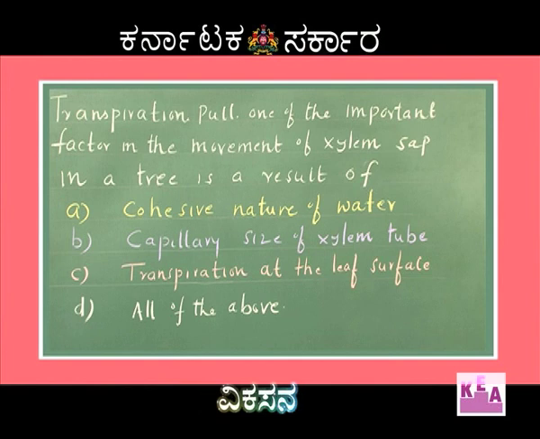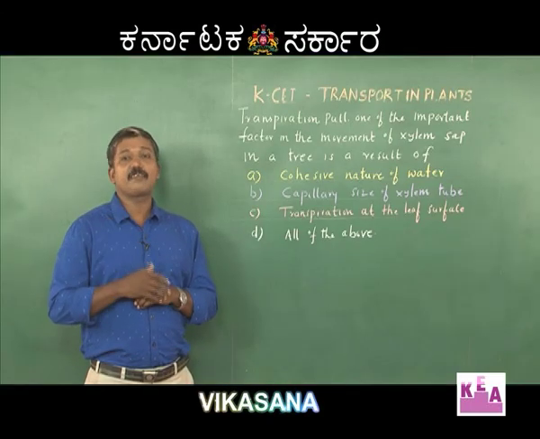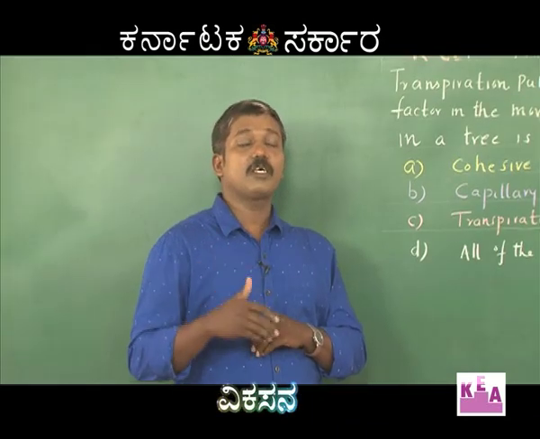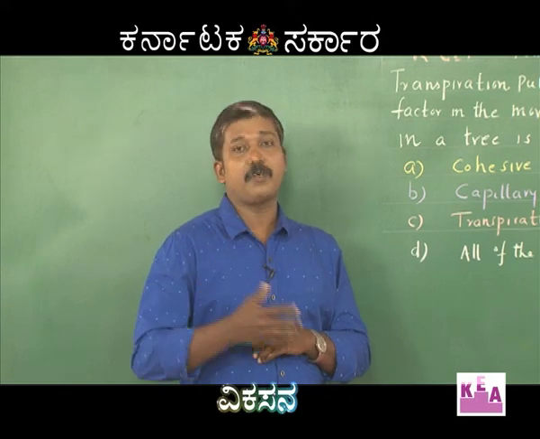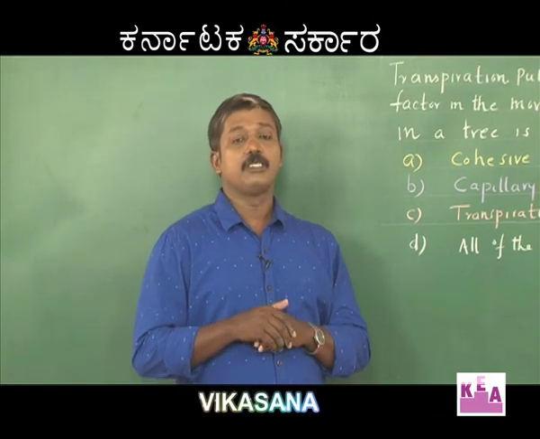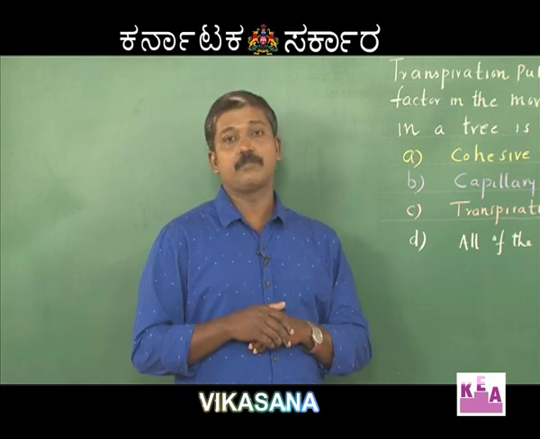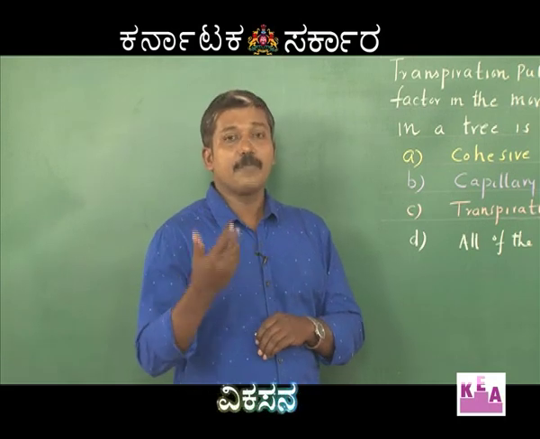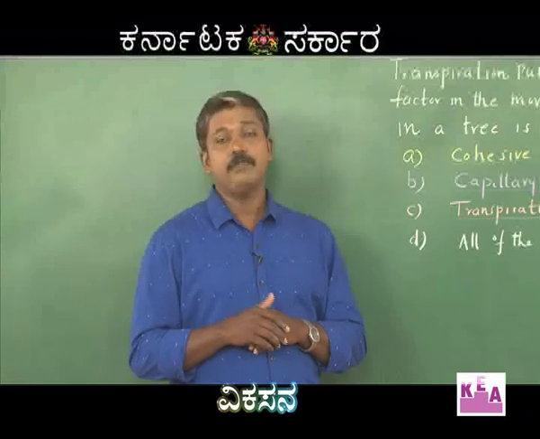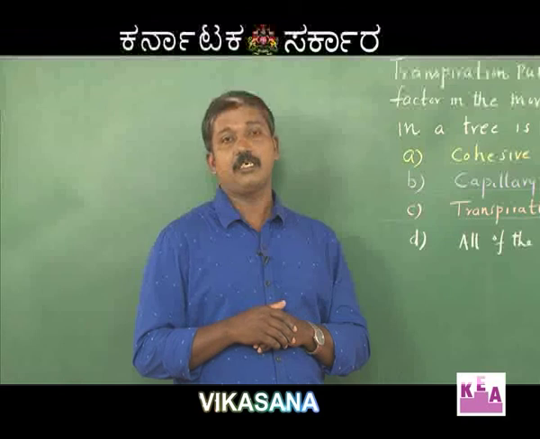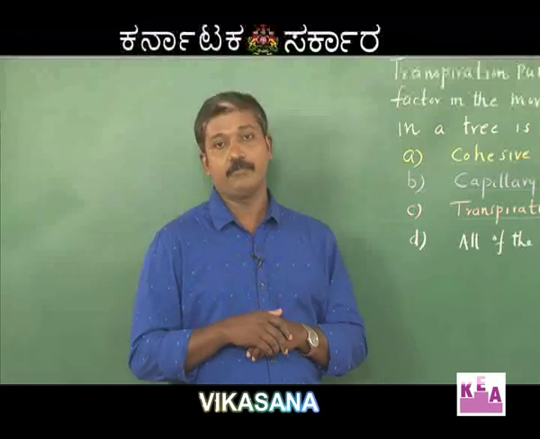Transpiration pull is the suction force generated due to the process of transpiration at the leaf surfaces. This suction force, or transpiration pull, is not the only thing responsible for the upward movement of water. In addition to this, the properties of cohesion, adhesion, capillarity, and surface tension are also very important.